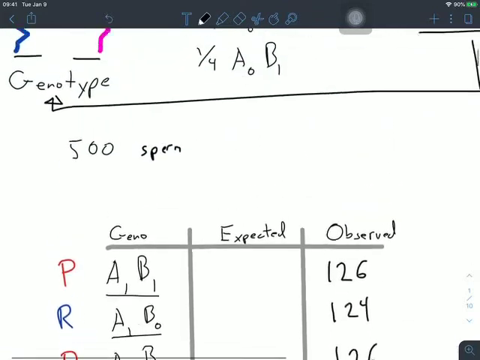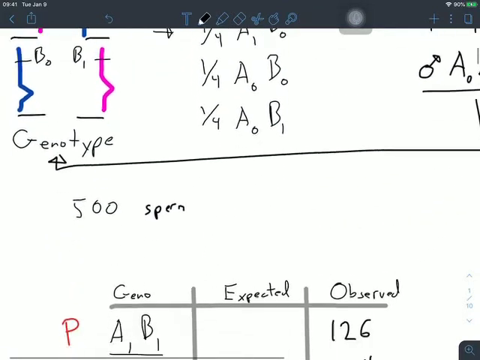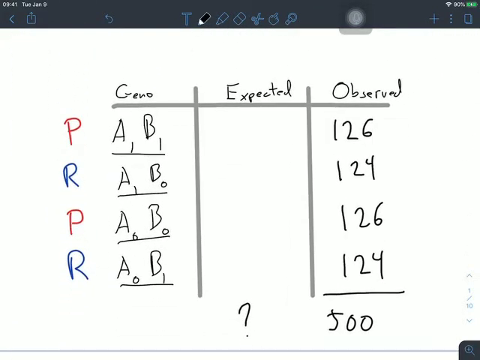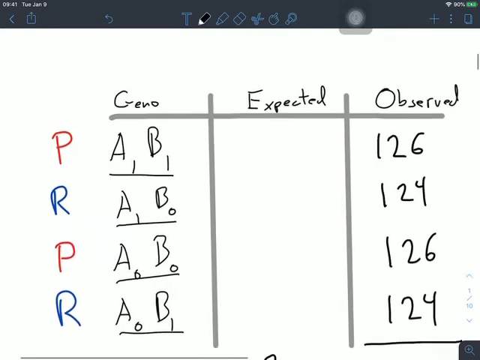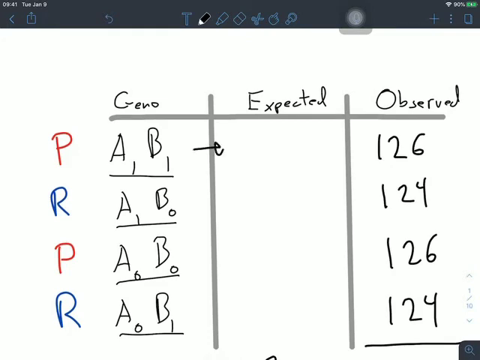In order to calculate our expected from our observed 500 sperm total, what we need to do is take the percentage that we expect to see in each of our categories and multiply it by the total. This means that our expected here is 500 times 1/4. Well, 500 times 1/4 is equal to 125.